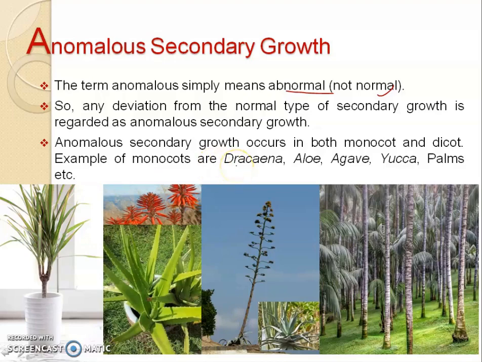and the example is the Dracaena. So, examples of monocots are Dracaena, this is the Dracaena, Aloe, Agave, Yucca and palms. These are all monocots in which anomalous secondary growth is found.